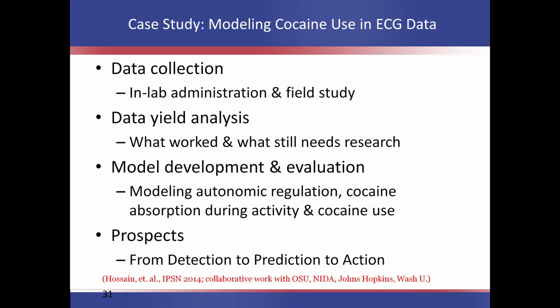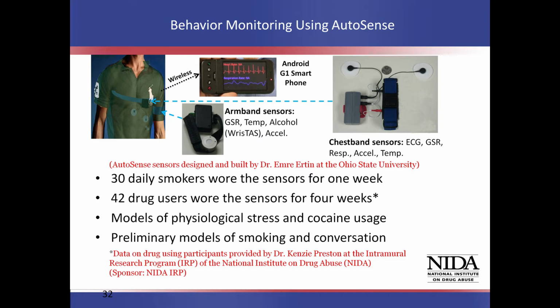So what I'm going to describe is, first, the data collection. How did we collect the data in lab and in the field? Then I'll talk about what kind of data we got from the study. Then I'll get to how we developed the model, what the challenges were in developing the model, and then I'll conclude this case study with prospects as to what we do now that we have this new measurement. So how do we use that?